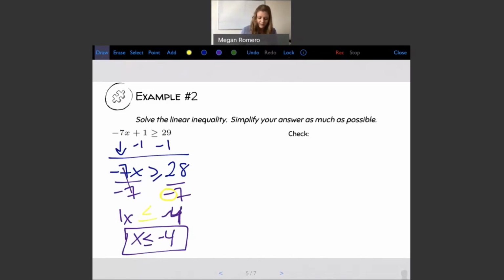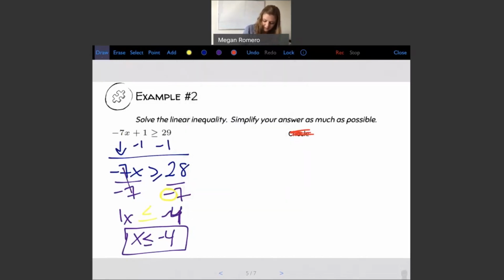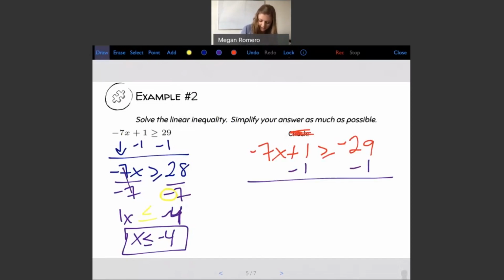Okay. One thing to note on here is that we're only changing the inequality sign when we multiply or divide by a negative. So I'm actually going to erase this check mark here and create a new problem. Let's say we have negative 7x plus 1 greater than or equal to negative 29. Okay, so instead of a positive 29, we'll do a negative 29. So I can highlight a couple of things for you. So first we start off the same way. We subtract 1 from both sides. So we have negative 7x greater than or equal to negative 30.